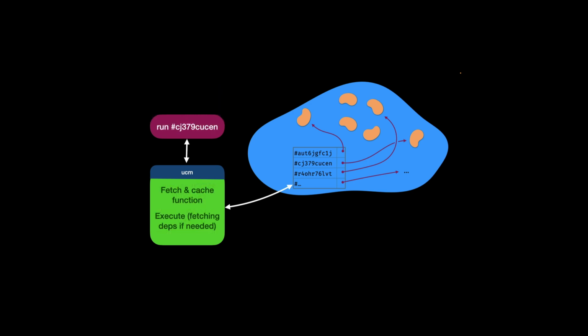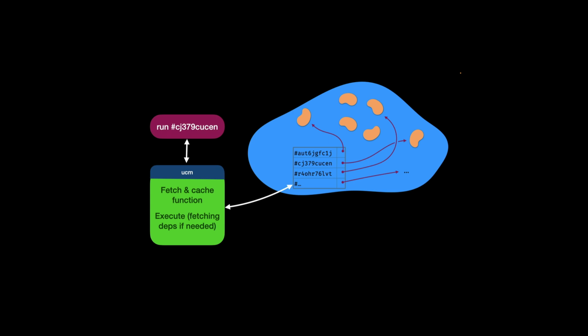When we run the code, effectively what we're doing is running a function, which means we're running a hash, and it's going to go fetch that function based on that hash, and it's going to start executing it. As it does so, it's going to be fetching other dependencies if necessary. Whether it does that immediately or whether it does it as it's running, irrelevant.